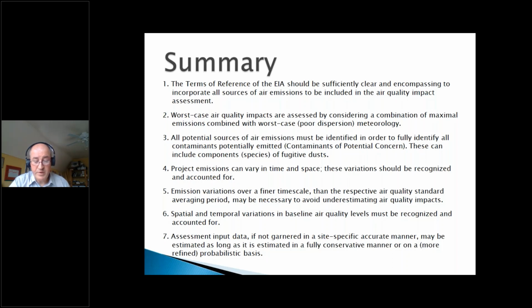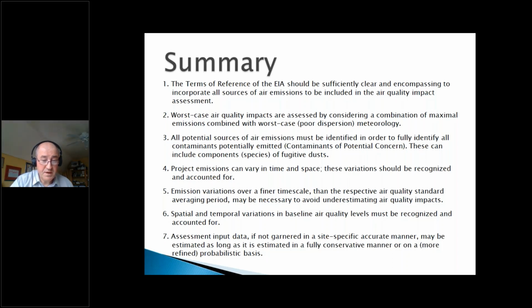Project emissions can vary in time and space, and these variations should be recognized and accounted for. And emission variations over a finer timescale than the respective air quality standard averaging period may be necessary to avoid underestimating air quality impacts. Spatial and temporal variations in baseline air quality levels must be recognized and accounted for. And finally, that assessment input data, if not garnered in a site-specific and accurate manner, may be estimated as long as it is estimated in a fully conservative manner or on a probabilistic basis.